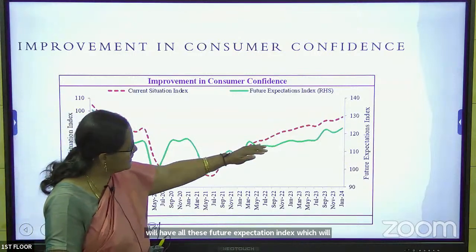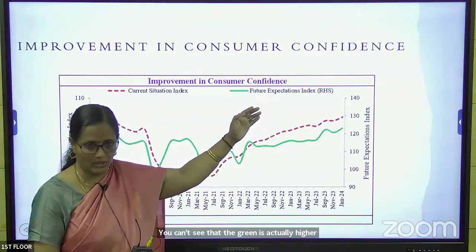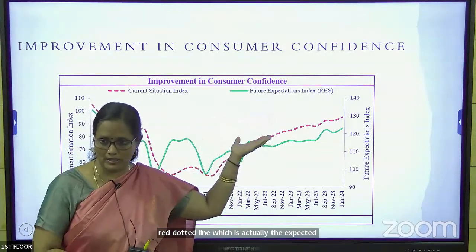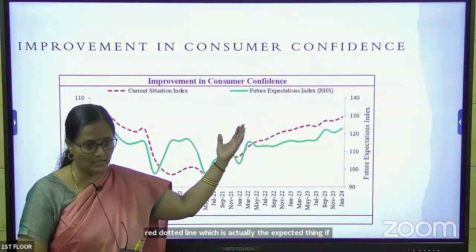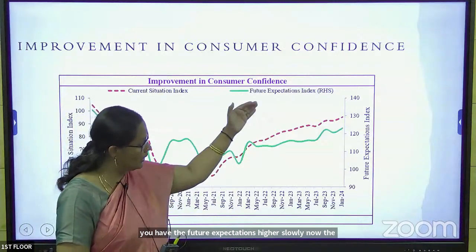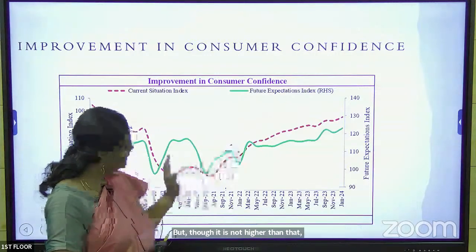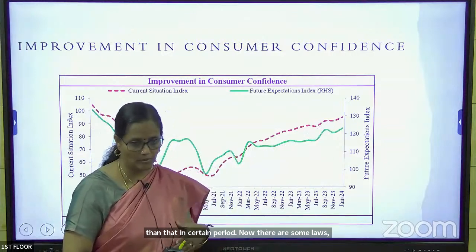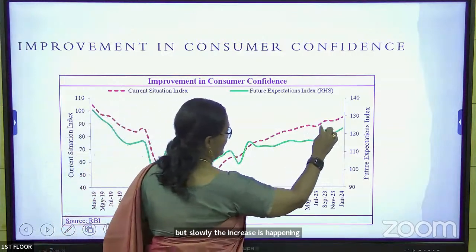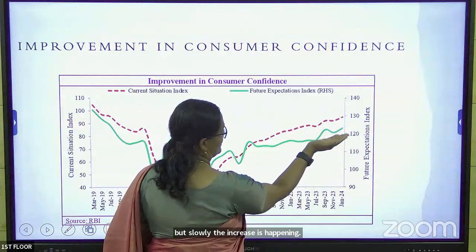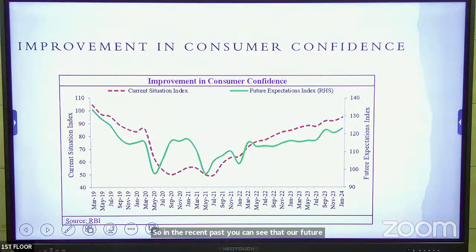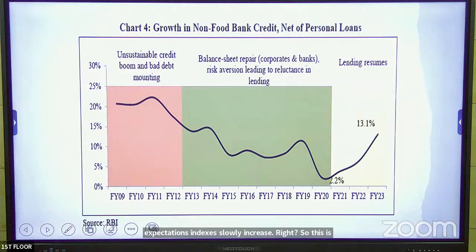You can see that the green is actually higher than the red dotted line, which is actually the expected thing. If you have the future expectations higher, slowly now the consumption, investment, everything will improve very fast. But though it is not higher than that, it was higher than that in certain periods. Now there are some lows, but slowly the increase is happening. So in the recent past, you can see that our future expectations index is slowly increasing, right? So this is also showing that the consumer is getting confident about the Indian economy.